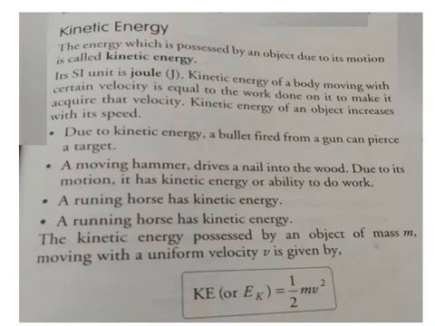The kinetic energy possessed by an object of mass m moving with a uniform velocity v is given by the formula kinetic energy is equal to half mv square. This is a very important equation which helps us calculate the amount of kinetic energy, that is half mv², where m stands for its mass and v stands for its final velocity.